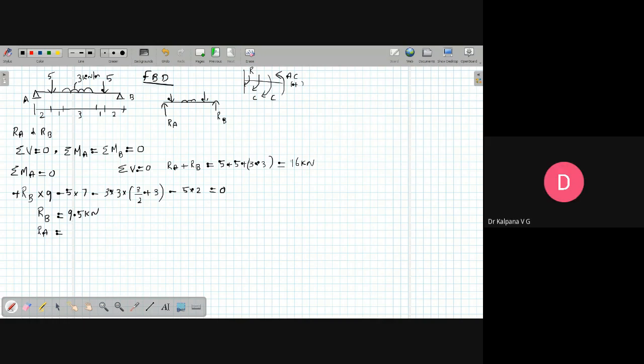Ma'am, it is 19. 3 into 3, sorry. 19, yes, ma'am, 9.5. The beam is symmetric, the distance as well as the loading, everything is symmetric. If it is for students, they have to do it as per the procedure. For us, we can directly consider it as half of the total load, right? So it is 9.5 and 9.5 kilonewton.